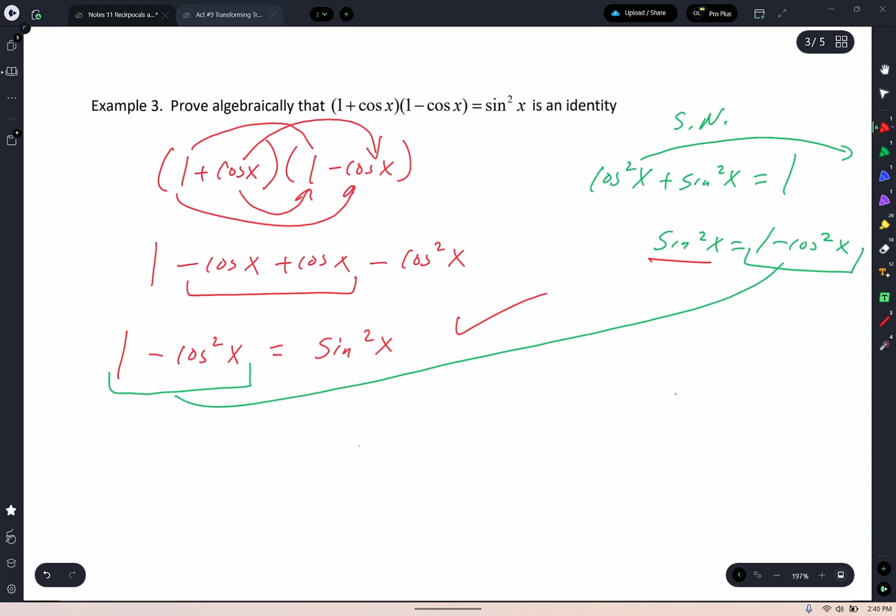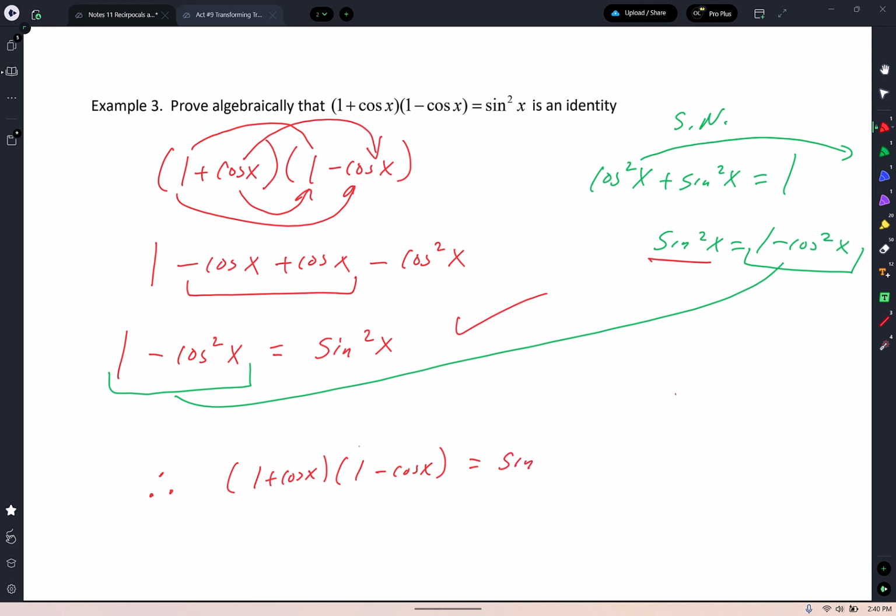Well, these all need that. Not all of them will. But if you see something with a square on it, more than likely, yes. Put 3 dots in a triangle. 1 plus cosine x times 1 minus cosine x is nothing more than sine squared x.